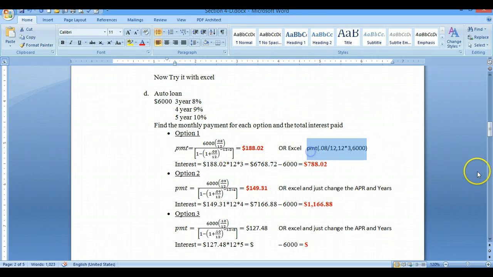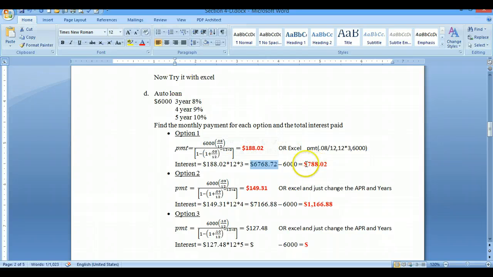Oh, and I've already prompted you what you can put into Excel. Now, how much am I going to pay on interest for the whole life of the loan? If it's $188.02 every single month for 3 years, I need to take that 188 times how many months are in a year, 12, times the full 3 years, which gives me $6,768.72. But the loan was only for $6,000, so everything else we paid on top of that was the interest.